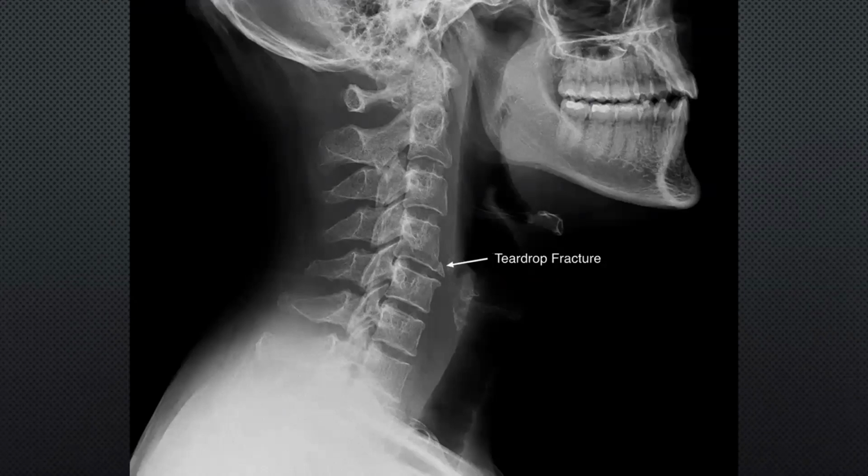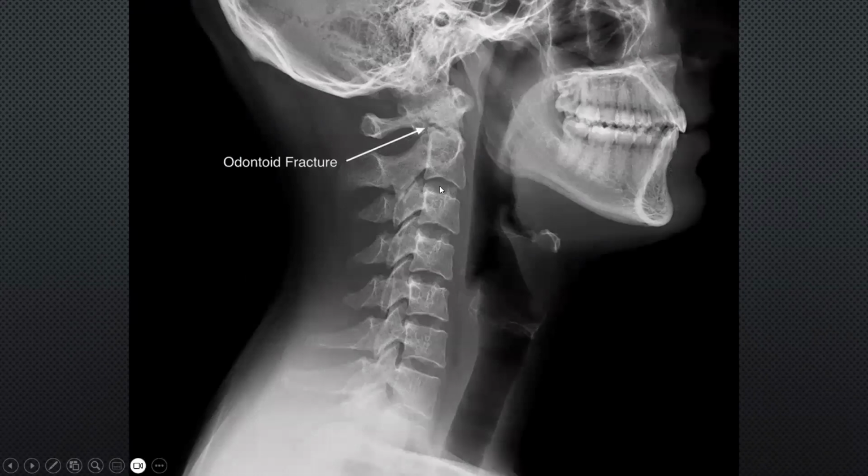So next one, what is this fracture? Teardrop fracture. So anterior and the inferior of the vertebral body. Clear? Okay. What is this fracture? Odontoid fracture. So the dens fracture. Clear?